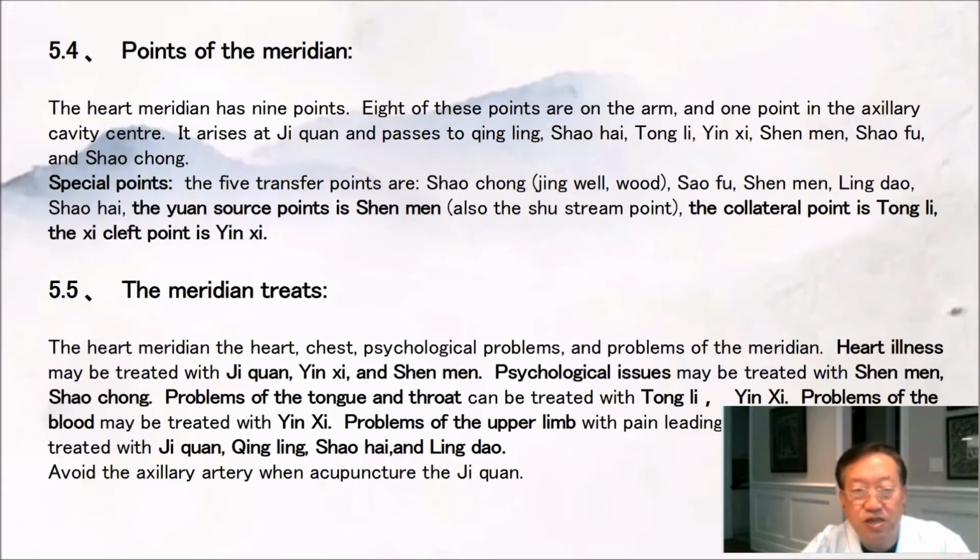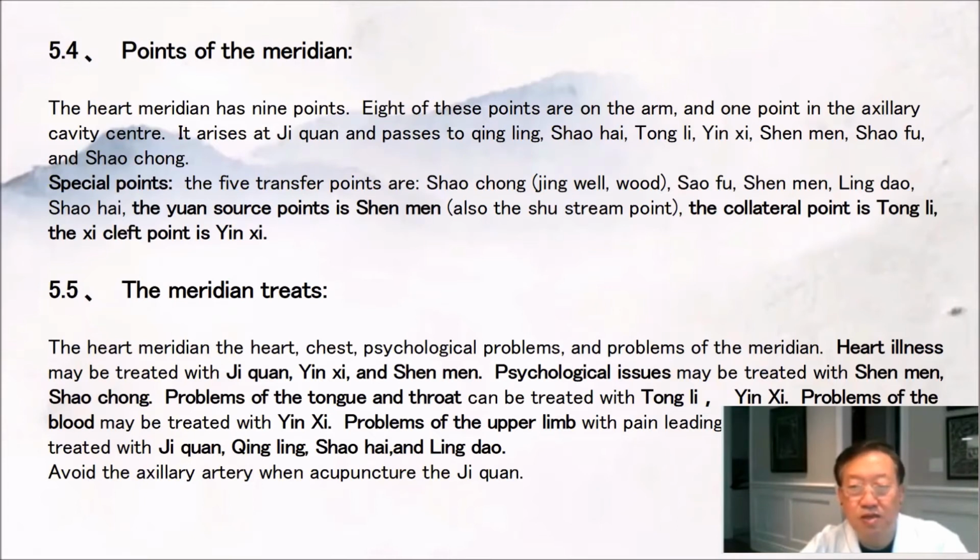Points of the meridian. The heart meridian has 9 points. Eight of these points are on the arm, and 1 point is in the axillary cavity center. It arises at Jichuan and passes to Qingling, Shaohai, Lingdao, Tongli, Yinxi, Shenmen, Shaofu, and Shaochong. Special points. The 5 transfer points are Shaochong, which is the Jingwell and Wood point, Shaofu, Shenmen, Lingdao, and Shaohai. The Yuan source point is Shenmen, also the Shu stream point. The collateral point is Tongli, and the Xi cleft point is Yinxi.